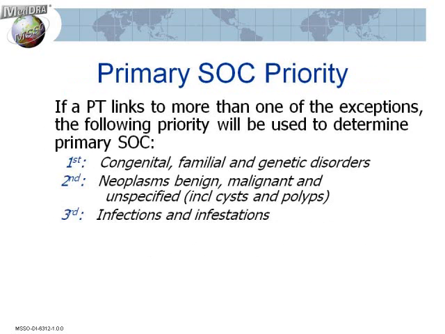SOC priority rules are based on the importance of being able to review aggregate safety data and detect critical congenital, neoplastic, and infection signals. If a PT links to more than one of the exceptions, the following priority will be used to determine primary SOC. First, congenital, second, neoplasms, third, infections and infestations.